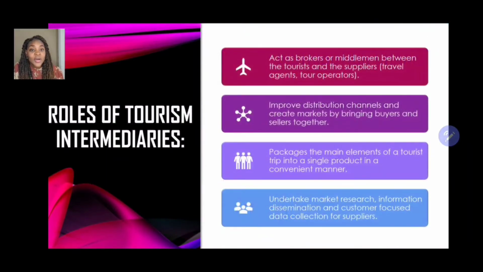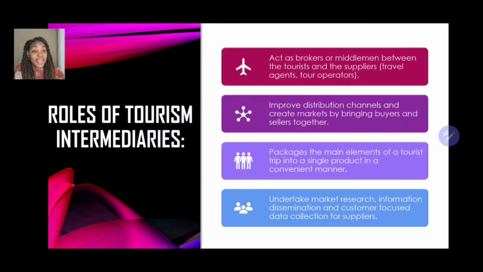Now, let us look at the roles of tourism intermediaries. And we're speaking of the general roles now. They act as a broker or middleman between the tourist and the suppliers. So, for example, travel agents or tour guides are examples of intermediaries. They improve distribution channels and create markets by bringing buyers and sellers together.